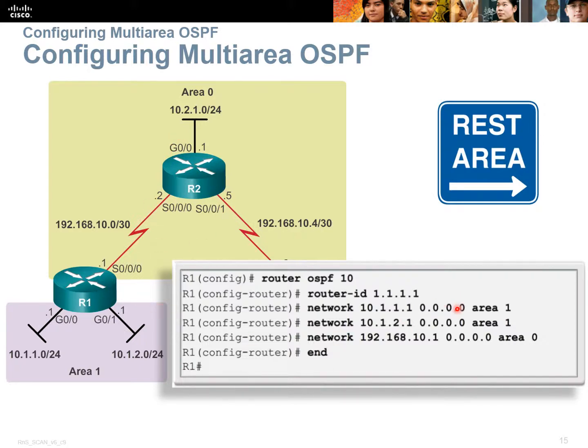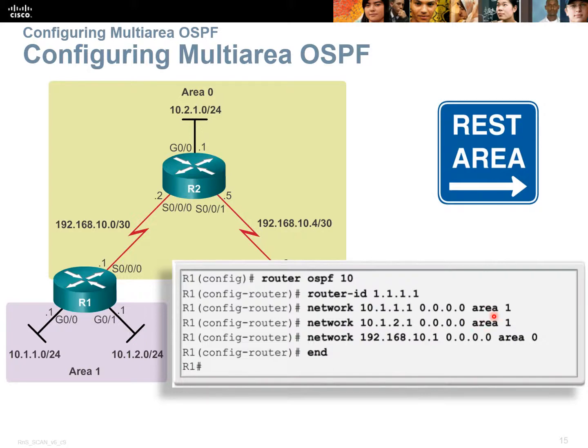Now, this is just an example. For some reason, the person who put the slide together decided that it would be a good idea to make these just host addresses. So technically speaking, on the route table of R2, if you were to ping 10.1.1.100, it would go nowhere, because we're only advertising this one address. So in the real world, in a practical world, I would have made these 0.0.0.245. So 10.1.1.1 0.0.0.245, 10.1.2.1 0.0.0.245, and 192.168.10.1 0.0.0.3, because that's the /30.